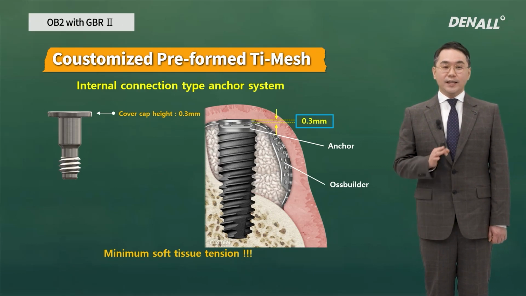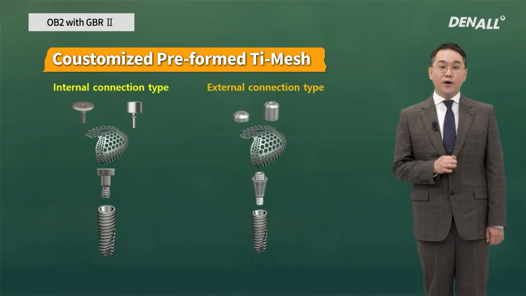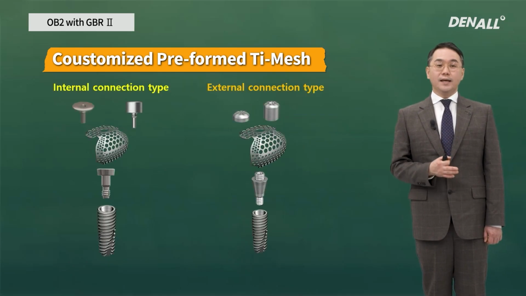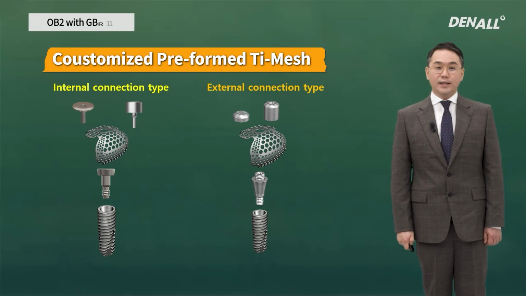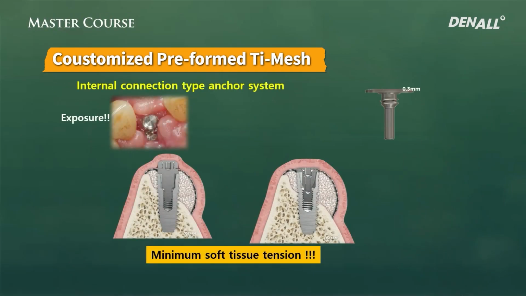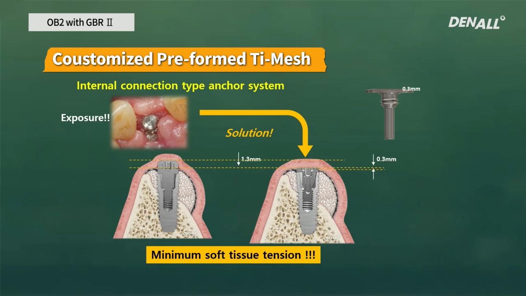To summarize, if you're going to use internal connection type anchor, you need to use the healing cap and cover cap that is compatible. As shown, the design came to be in order to minimize the soft tissue tension. If you're going to use it for the first time, if you have never used Ossbuilder system, I recommend you use internal connection type anchor system from the first time around. Because there's a difference in the area which sticks out, there's a less possibility of exposure.